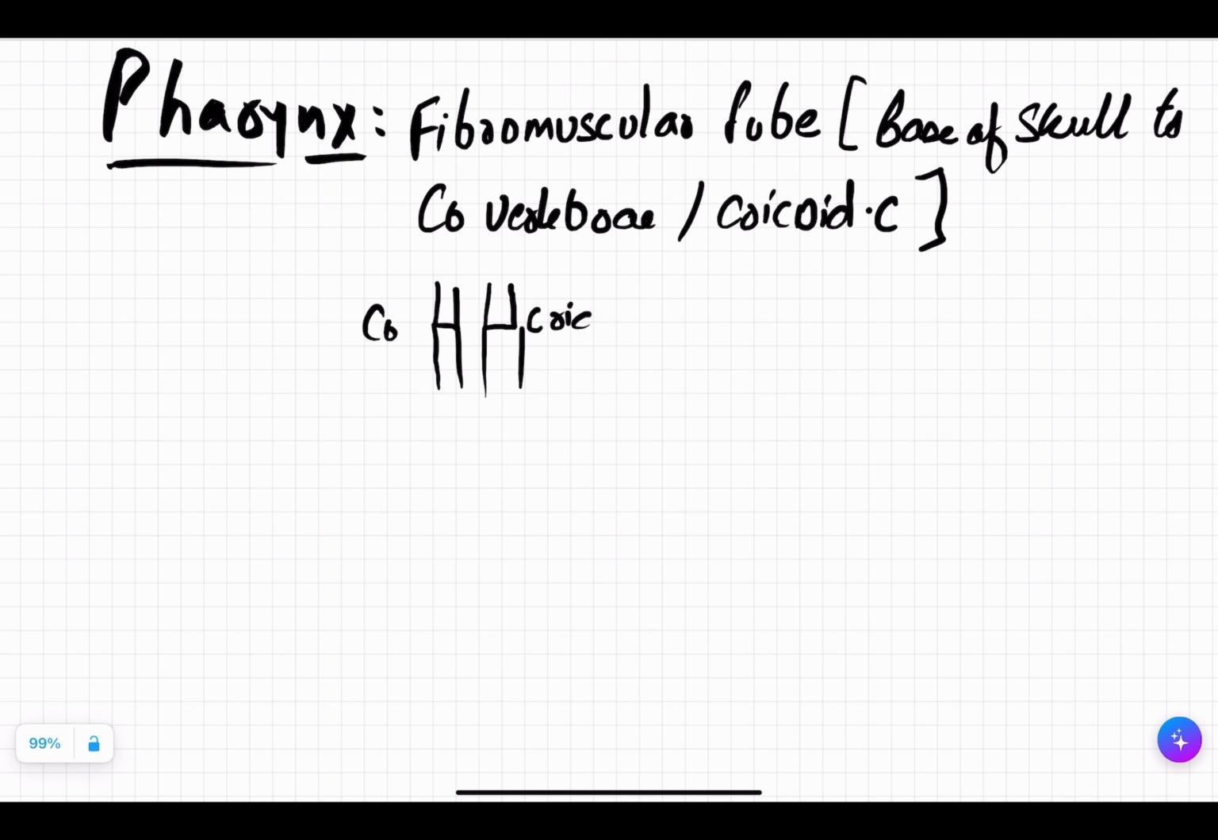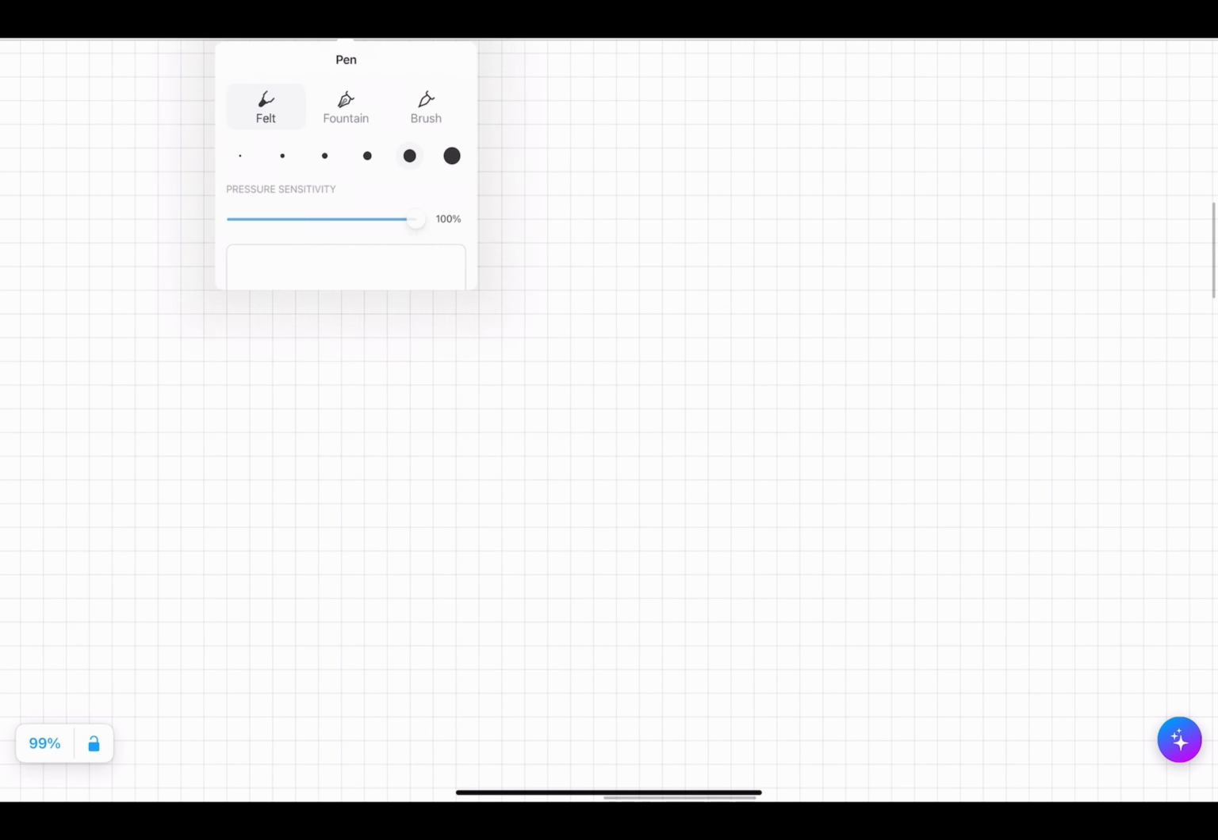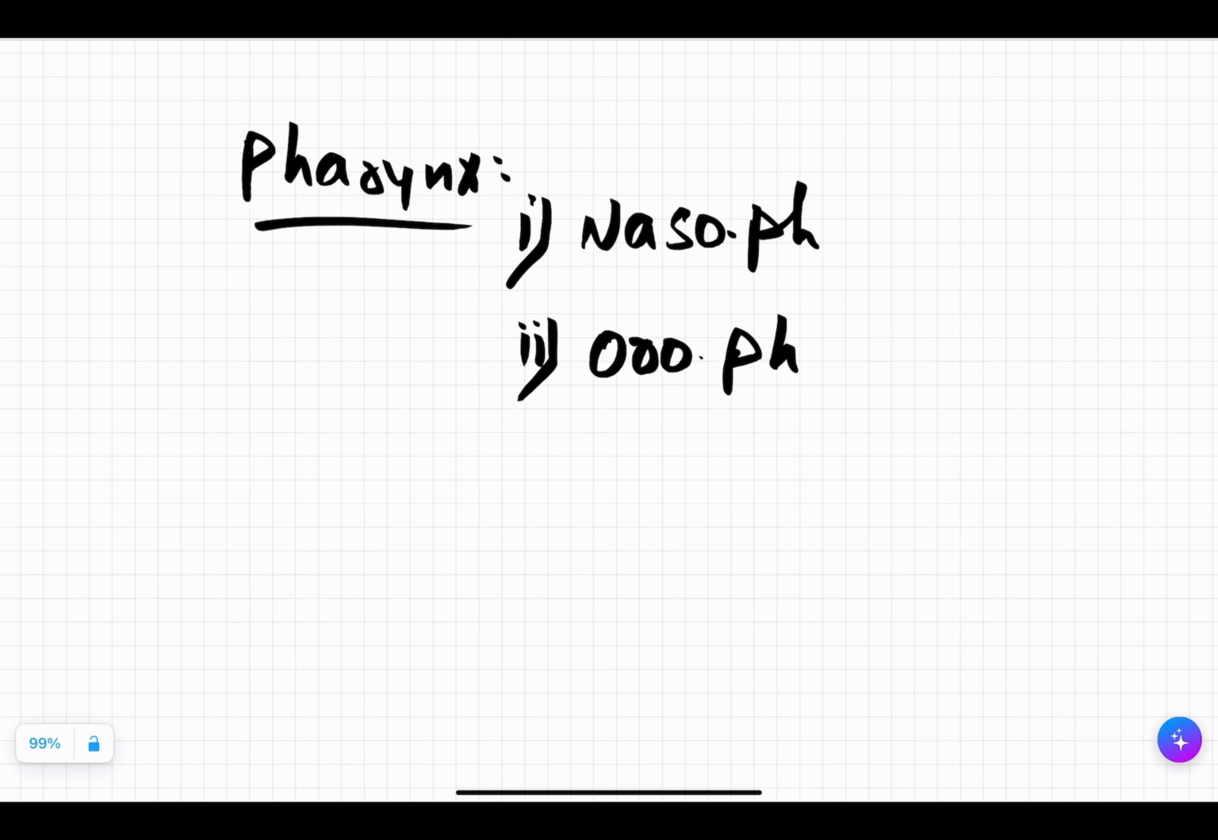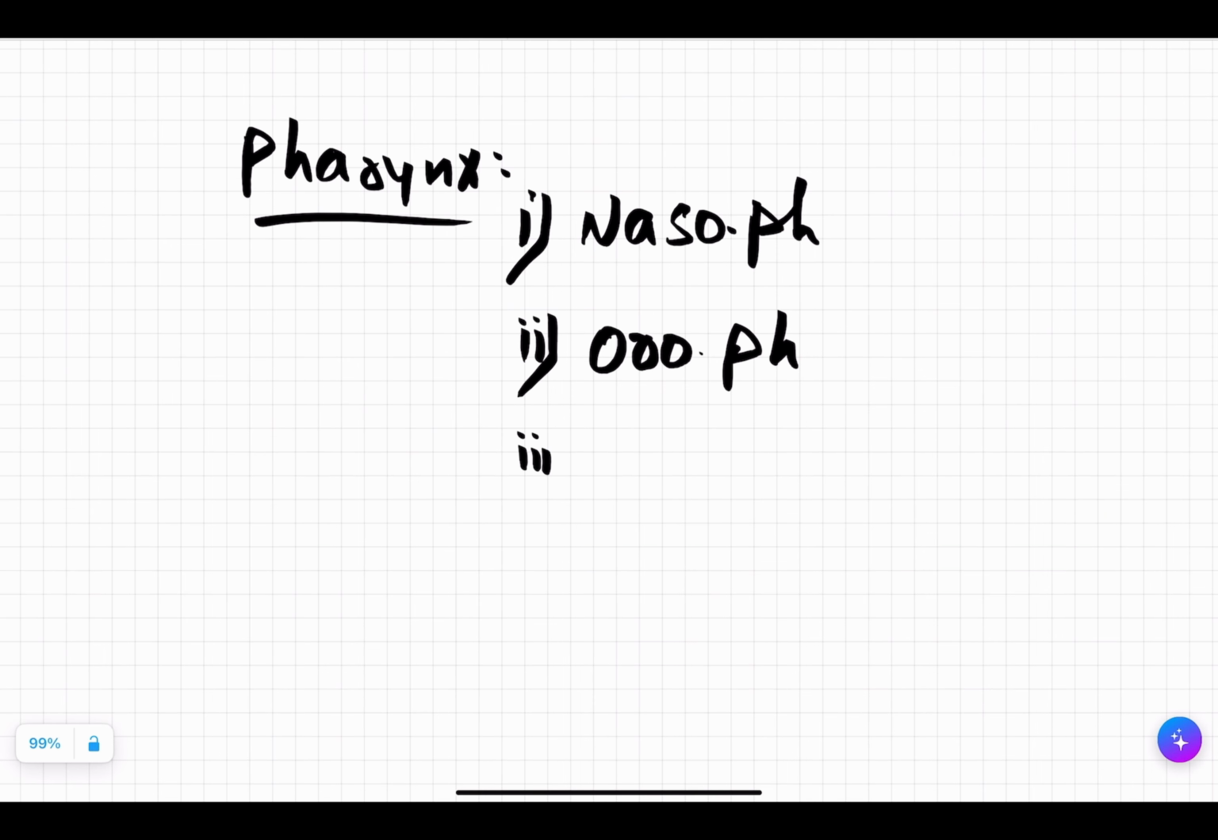Now, you all know pharynx has three parts. What are the parts of pharynx? First is your nasopharynx, then is your oropharynx, and then is your laryngopharynx.